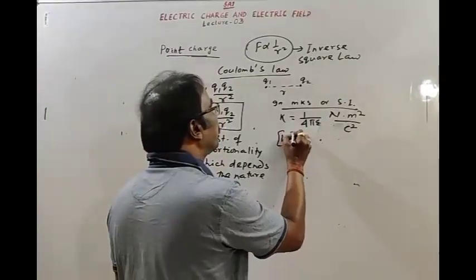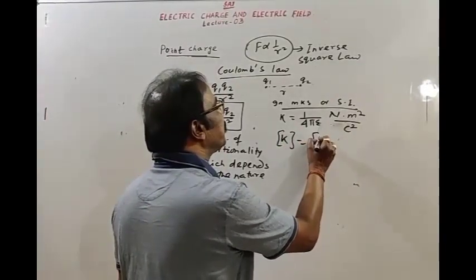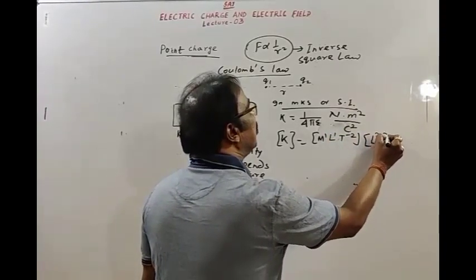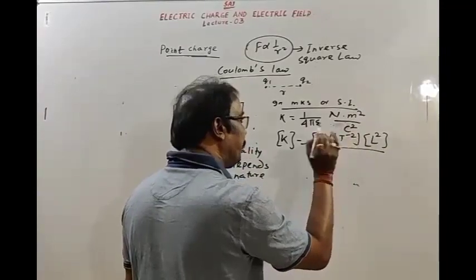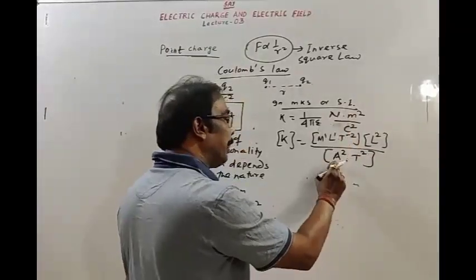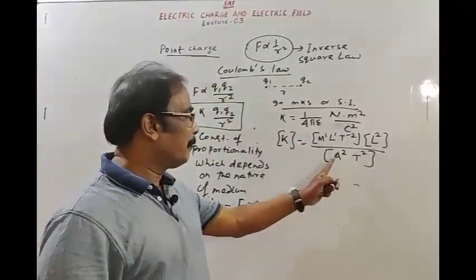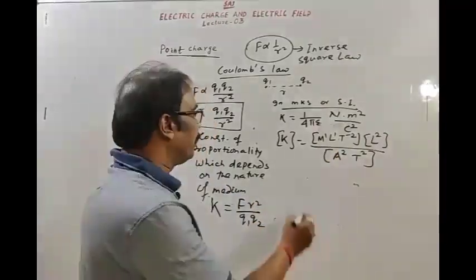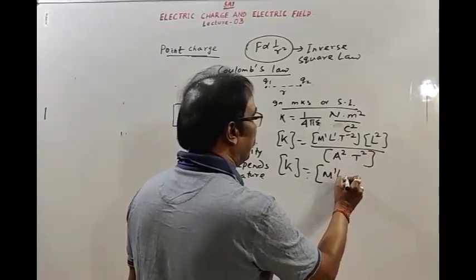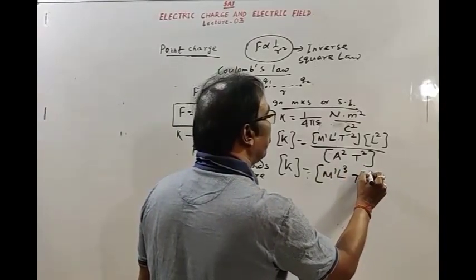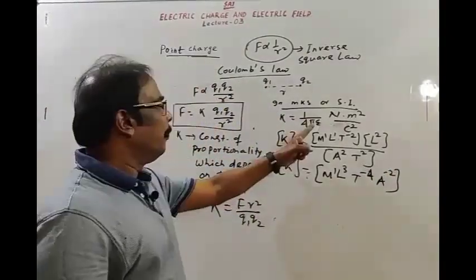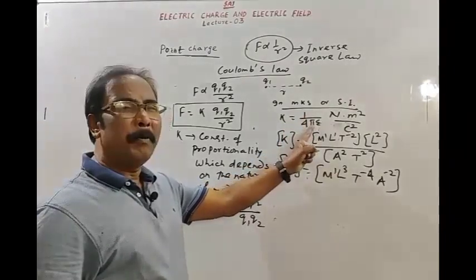We will use ampere in the dimensional formula. Then the dimensional formula of the constant of proportionality: Newton means force, so use the dimensional formula of force. Meter square means L to the power 2. Coulomb square, ampere into second, is A to the power 2, T to the power 2. Now we can solve it to get the dimensional formula of K: M to the power 1, L to the power 3, T to the power minus 4, and A to the power minus 2. Then K is equal to 1 by 4 pi epsilon.